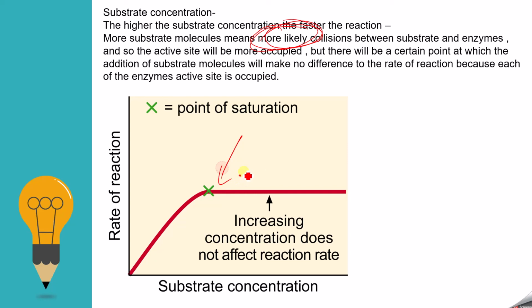Like you can see right here, it's making no difference to the rate of reaction because each of the enzyme active sites is occupied, so it's at a constant rate because all of the active sites are occupied. And the way we can defeat this settling point, this plateau, is to increase the enzyme concentration.